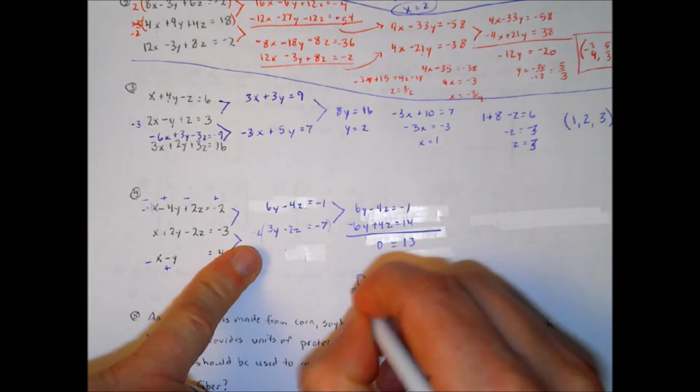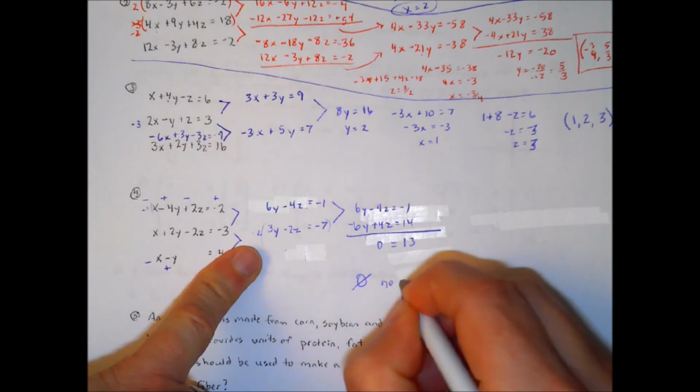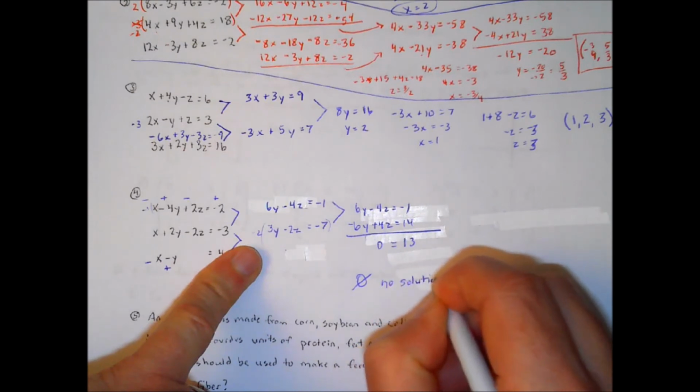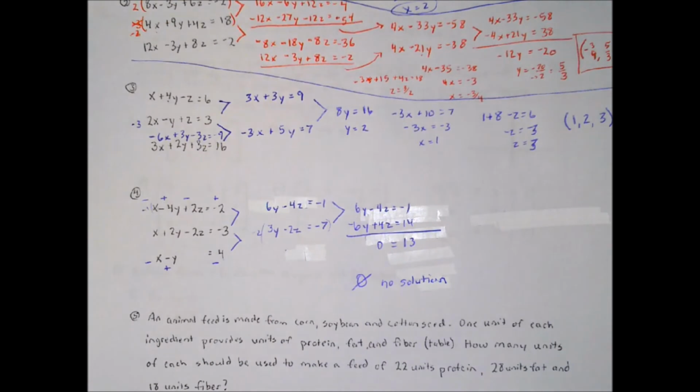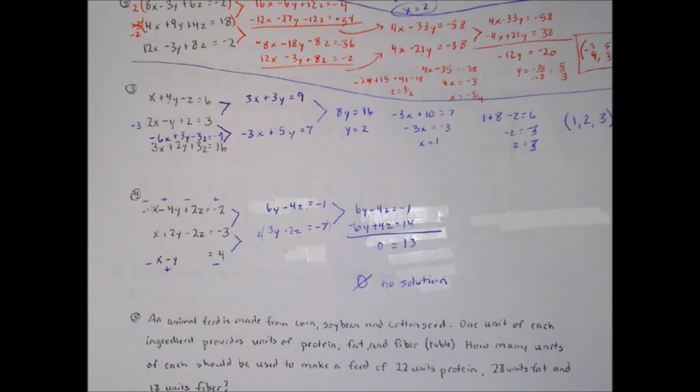The very last problem we have here, an animal feed is made from corn, soybean, and cottonseed. And one of each of these ingredients provides units of protein, fat, and fiber. So here we have this. So the corn, 1 unit of corn has that much protein, that much fat, that much fiber, etc. How many of each should be used to make a feed that is 22 units protein, 28 units of fat, and 18 units of fiber?